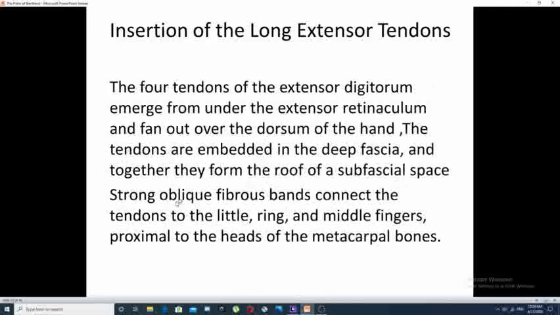What about the insertion of the long extensor tendons into the dorsum of the hand? The four tendons of the extensor digitorum muscle emerge from under the extensor retinaculum and fan out over the dorsum of the hand. The tendons are embedded in the deep fascia, and together they form the roof of the subfascial space. Strong oblique fibrous bands connect the tendons to the little finger, ring finger and middle fingers.